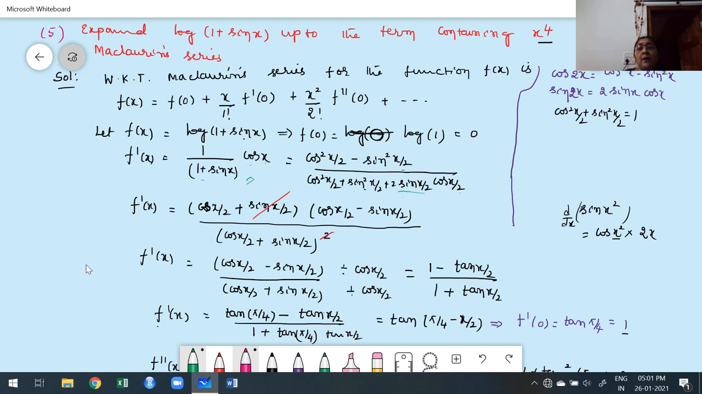Now we get a square plus b square plus 2ab, which is nothing but a plus b whole square. The numerator is a square minus b square, which from the fundamental relation is a plus b into a minus b. These two are cancelled, and then multiply and divide by cos of x by 2. Why do I have to multiply and divide by cos of x by 2? This then turns into tan, giving 1 minus tan x by 2 divided by 1 plus tan x by 2.